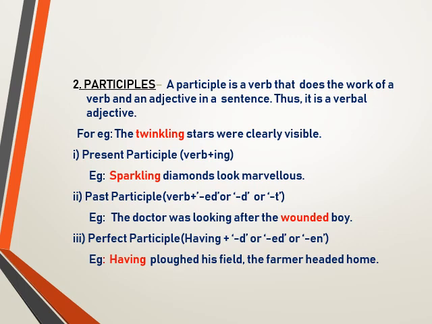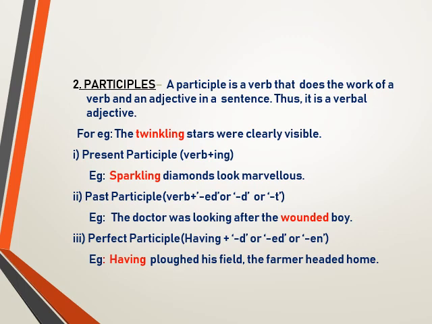We come to the second type of non-finite verb, that is participle. A participle is a verb that does the work of a verb and an adjective in a sentence. Thus, it is a verbal adjective. For example, the twinkling stars were clearly visible. In this sentence, the participle twinkling acts as a verb and at the same time describes the noun stars.